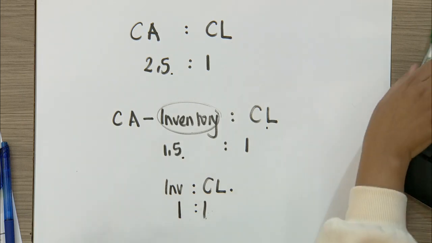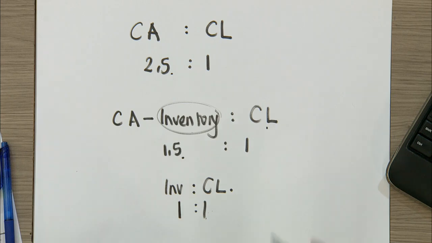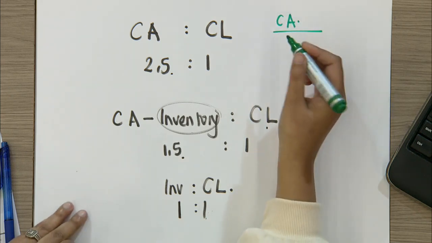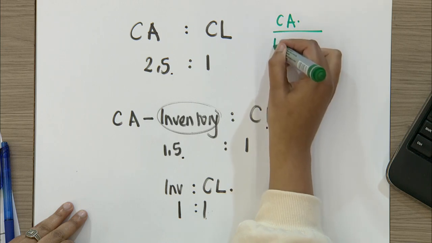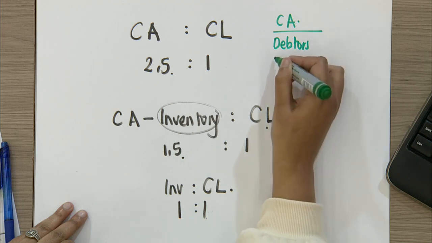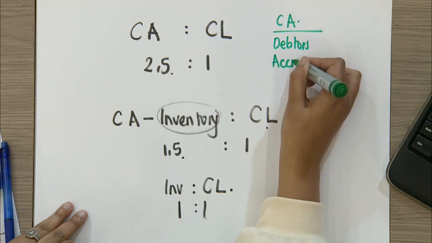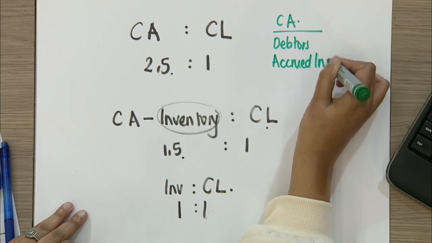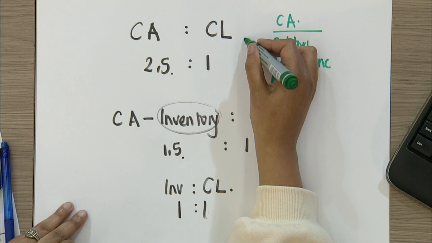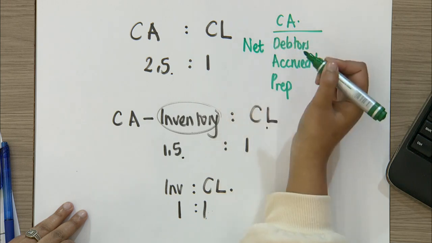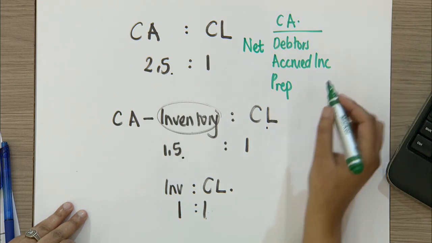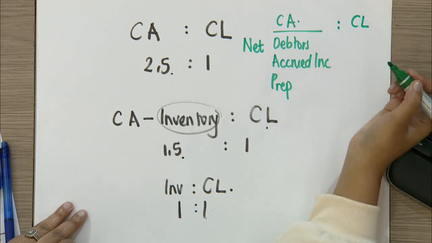And then, just a reminder, you know the layout of our current assets as well. Again, it is our debtors, our accrued income, and prepaid expense. And in grade 11, we now know debtors as net debtors, because it's your debtors control minus any provision for bad debt. And again, that is just being compared to the current liabilities, right?